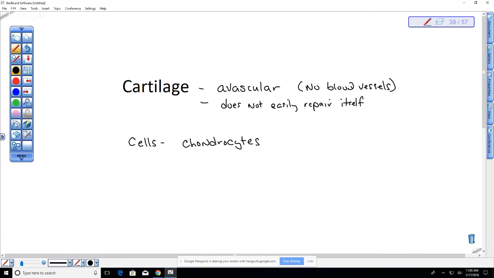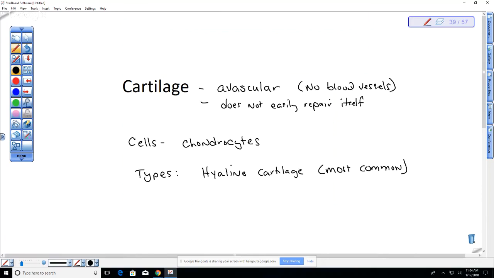So chondro means cartilaginous. So these are cartilaginous cells. Bones have osteocytes, cartilage has chondrocytes. We have different types of cartilage, right? So we have hyaline cartilage. This is the most common.